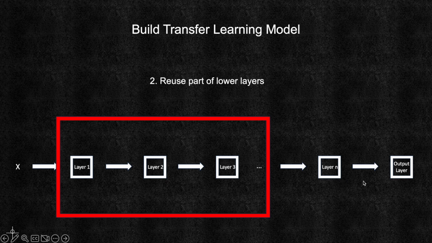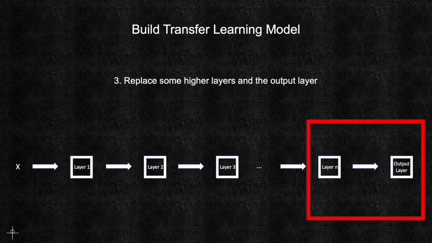Second, reuse part of the lower layers. Lower layers of A are useful because they are learning the basic features, and it can be shared across similar tasks. For image models, lower layers often learn basic patterns like edges, shapes, etc.